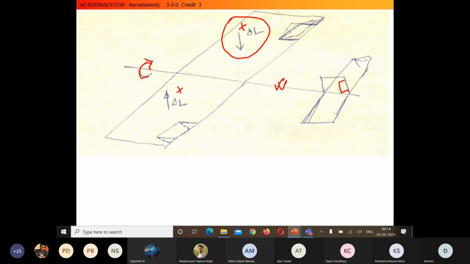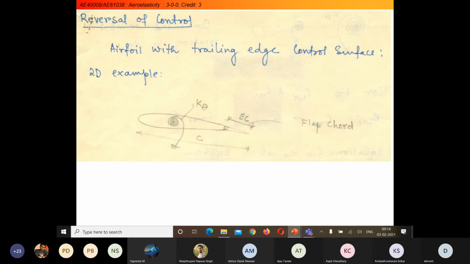If we need some other configuration, usually the aircraft will have control surfaces on the two wings, the rudder will have a control surface, and the tail wing also will have control surfaces. Sometimes the tail wing may have a control surface, or the whole tail wing can be rotated about its axis. So let me now come to the simple configuration, the reversal of the control surface, where we are trying to derive the relation for control reversal.